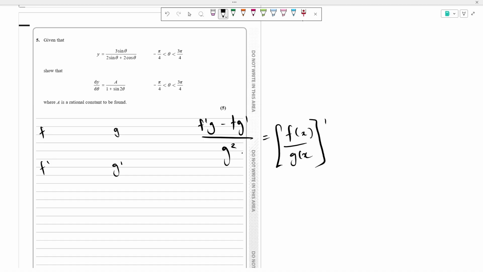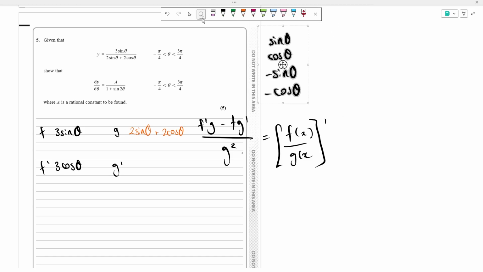So our numerator in this case would be 3 sine theta, and our denominator in this case would be 2 sine theta plus 2 cos theta. Well, we need to think about what these differentiate to. Well, 3 sine theta differentiates to 3 cos theta. Make sure you are confident in terms of differentiation in terms of trig. If you're unsure, sine theta goes to cos theta goes to minus sine theta goes to minus cos theta.